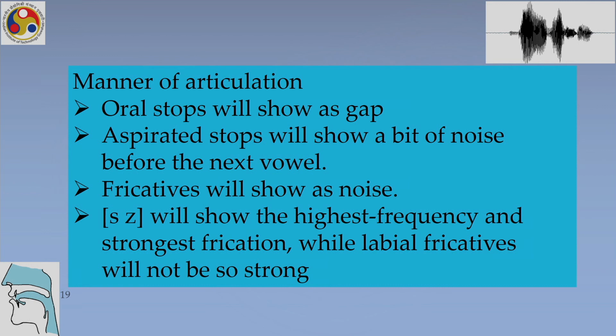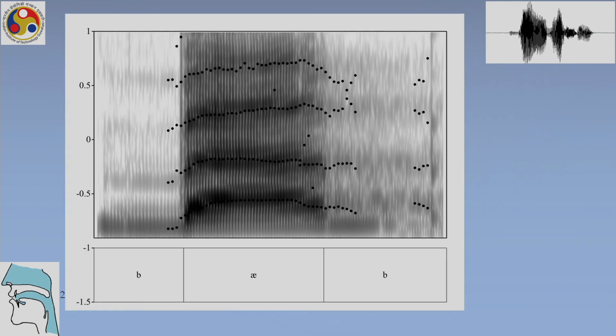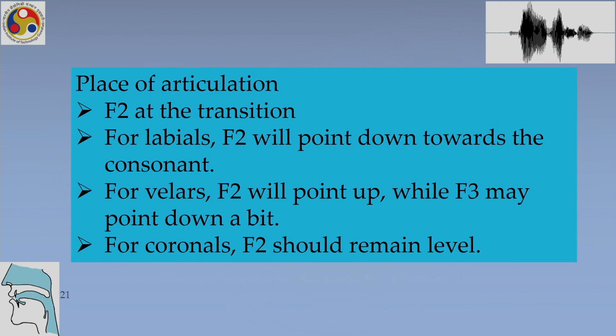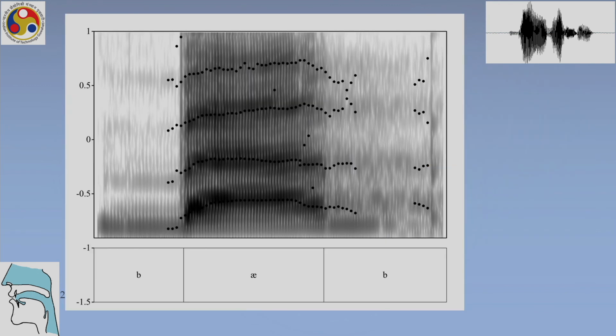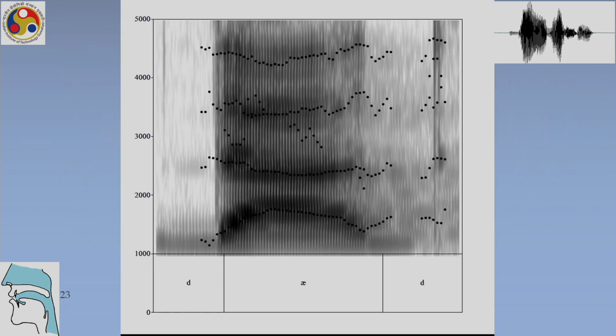Now we come to a manner of articulation. Let's see a few spectrograms before we talk about consonants. These are a few spectrograms where you see the formants marked as black dots.